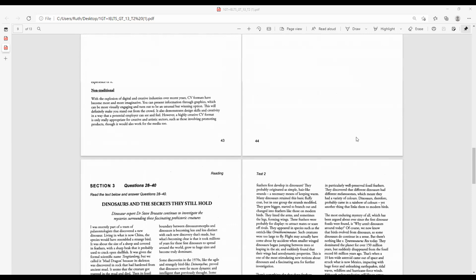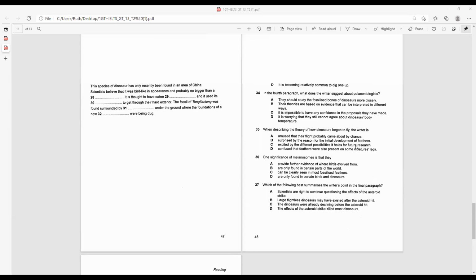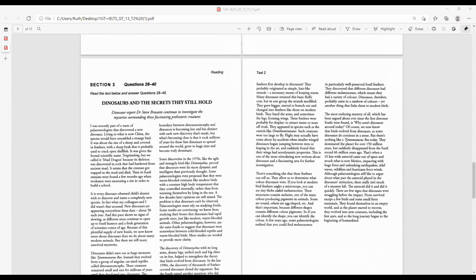And then you go back to your passage, you find out where he's talking about flying. Now go back to your question, and now you see the differences between the sentences. So is the writer amused that their flight came about by chance, or is he surprised, or is he excited, or is he confused that feathers were also present on some creatures' legs? So this is the difference. The first three are talking about his emotions because of their flight, and the last one is confused because the feathers are on their creatures' legs. So you know very clearly that it's talking about feathers on their legs here.